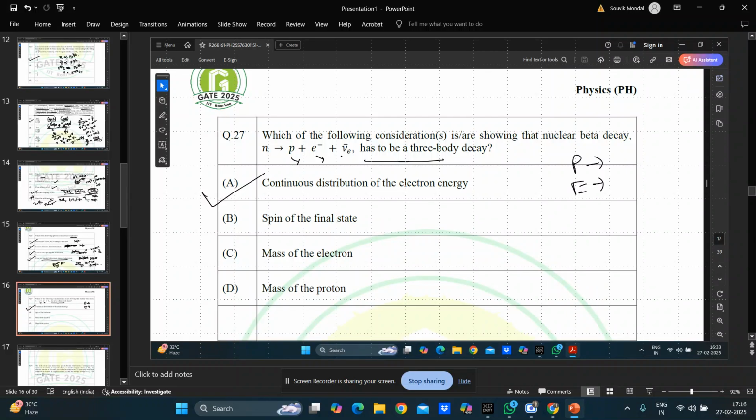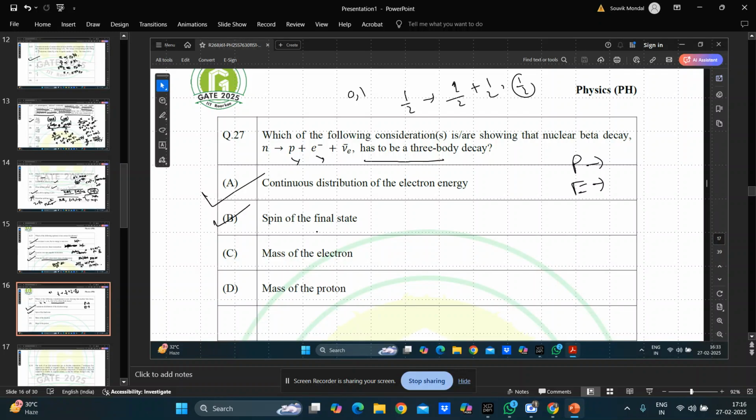That's why we assume that it is a three body problem, and later it is proved that yes, there is something called neutrino and anti-neutrino. So spin of final state, yeah, it is true, because the initial spin is half. Final spin, if it is a two body problem, then proton is half, electron is half, then it should be a spin one or spin zero state. But this is not the case. There is definitely another spin of particle sitting here, and that is the neutrino and anti-neutrino.